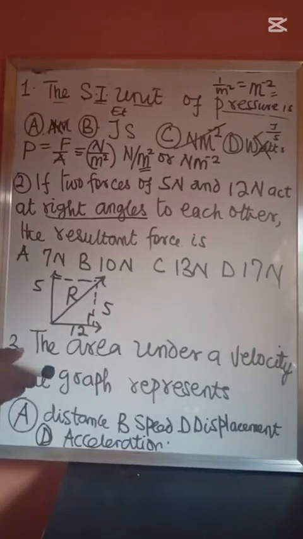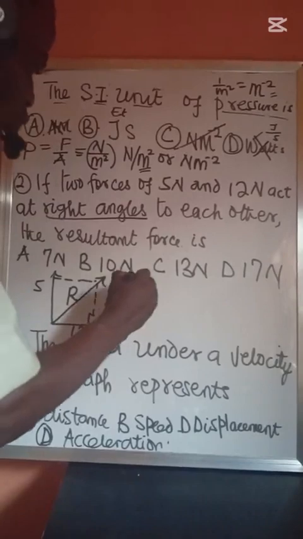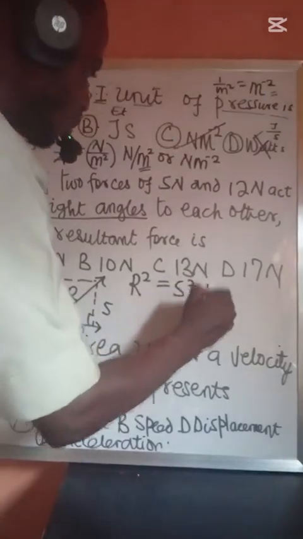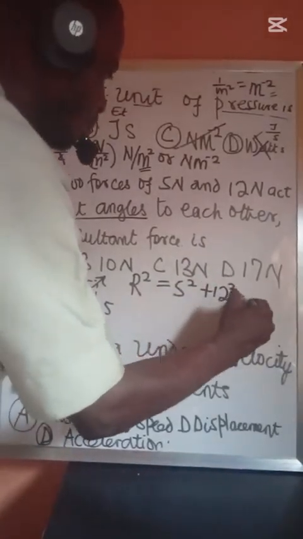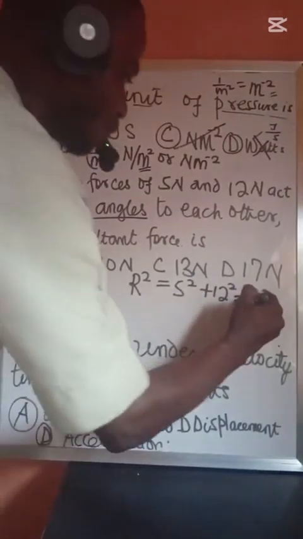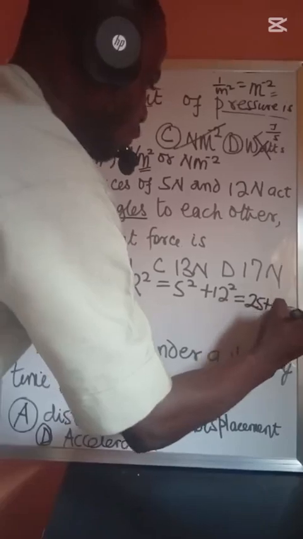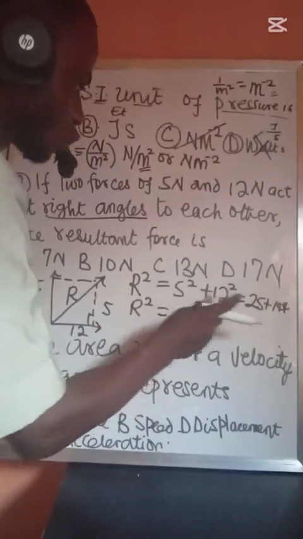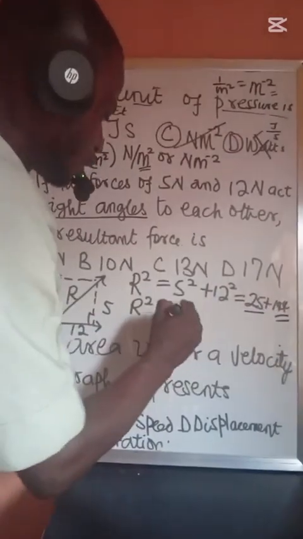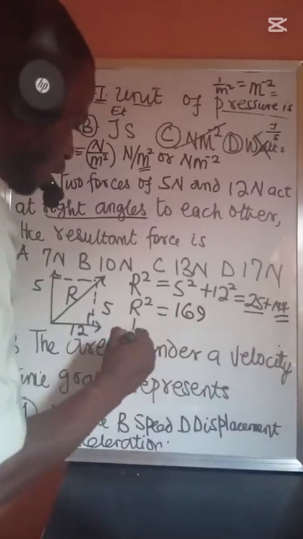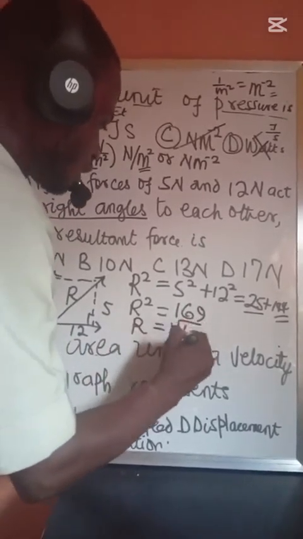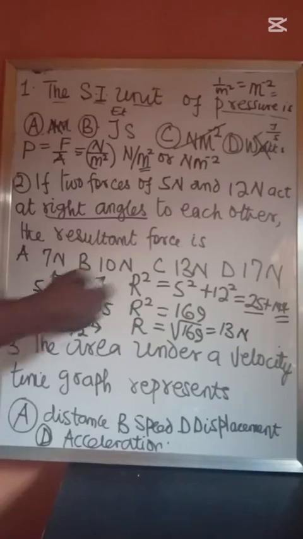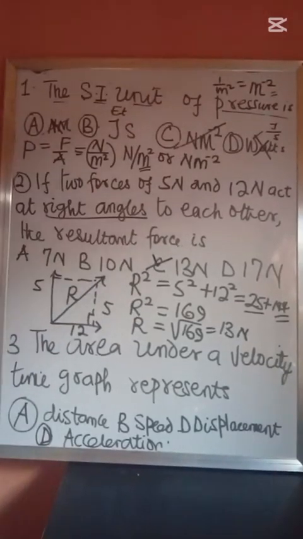By applying the Pythagorean rule, we know that R squared is equal to 5 squared plus 12 squared. 5 squared is 25, 12 squared is 144. So R squared is equal to 25 plus 144, which is 169. And of course, R is given by the square root of 169. That is 13 Newton, which is option C. C again. All right, let's write down.